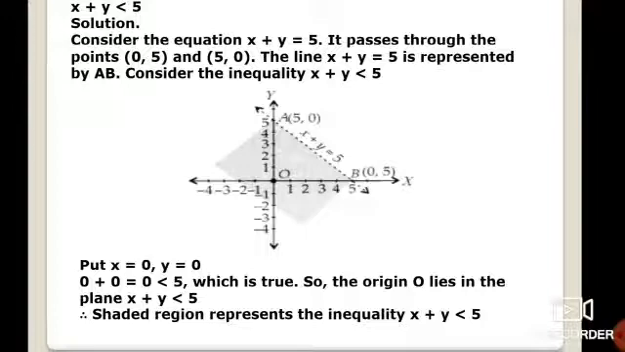Here if you see 0 plus 0, that is 0 less than 5. The condition is true. So the origin (0, 0) lies in the plane x plus y less than 5. So see, here it is shaded. So the shaded region is towards the origin.